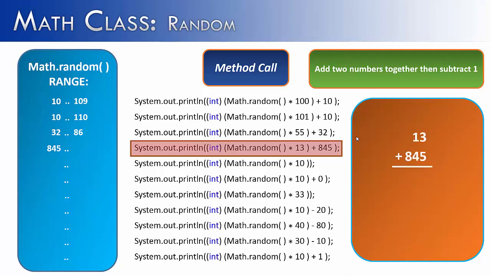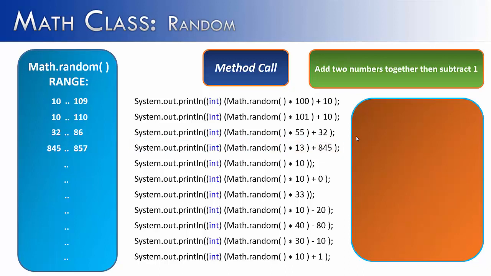So we're going to say 13 plus 845 is 858, minus 1 is 857. So the correct range would be 845 to 857. Now let's look at the next three examples. You'll see that two of them are missing the plus sign afterwards, and the one that does have a plus sign has a 0 at the end.